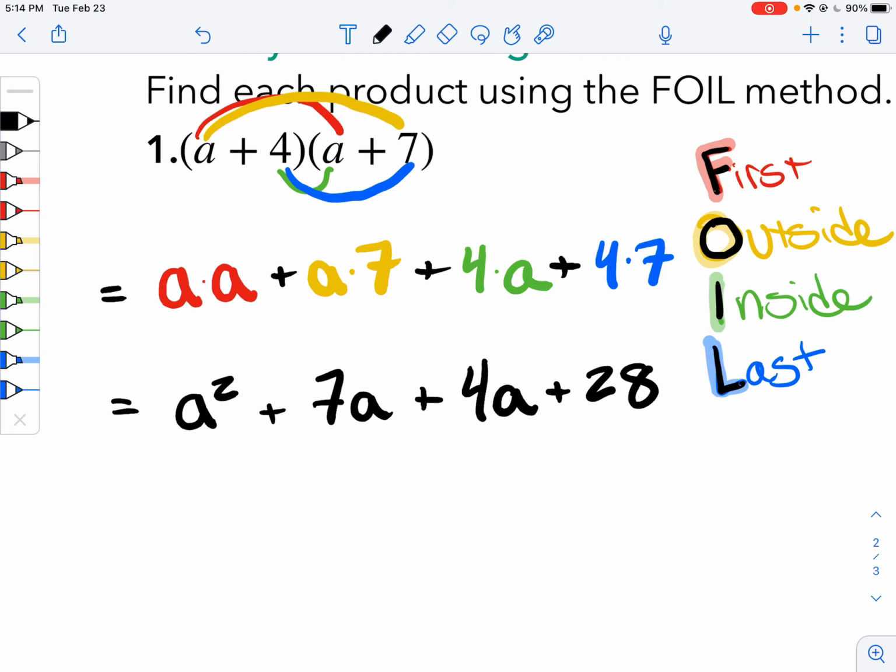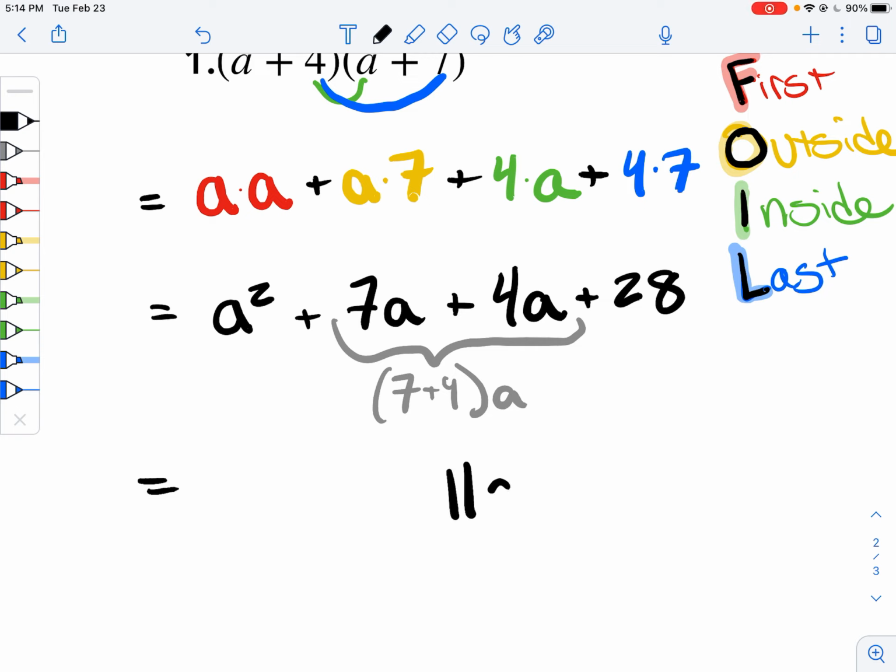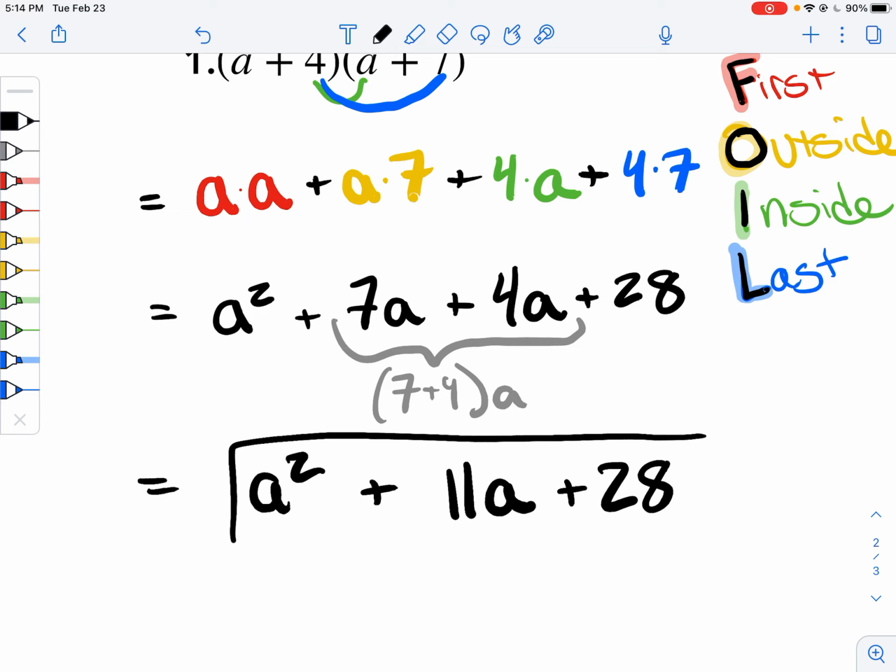We're almost there. We can combine 7A plus 4A, which gives us 11A. If you have 7 alligators and you have 4 alligators, you add them all up, that gives you 11 alligators. So our final answer is A squared plus 11A plus 28.